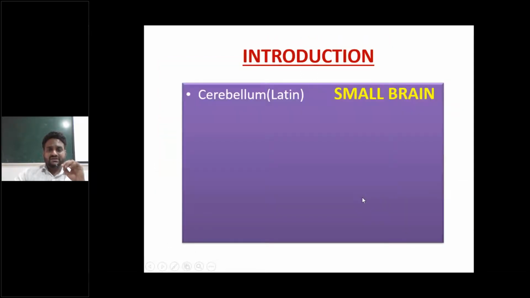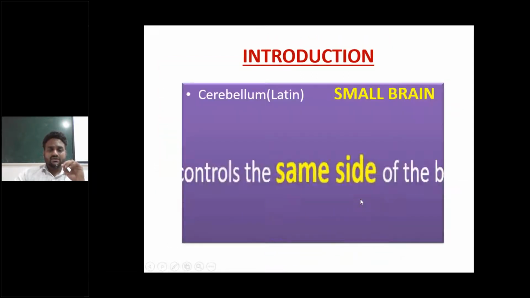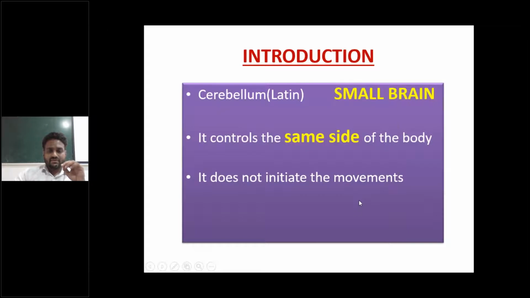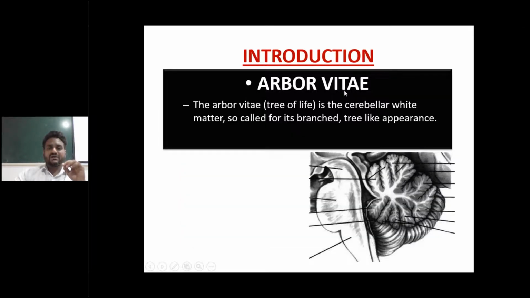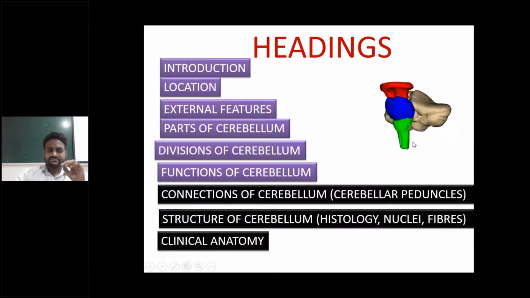So you know the introduction. This is also called the small brain, controls the same side, and also called the silent brain. So you know the arbor vitae. The arrangement of white matter of the cerebellum, like a tree, a branching pattern of the tree, is called arbor vitae. This is the 2 marks question.